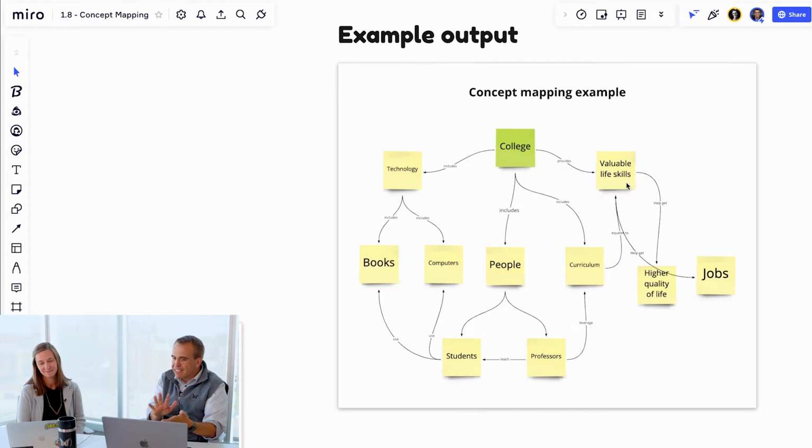Okay, so we have college in here. Now I see a bunch of other yellow post-it notes in our example, right? I see technology, people, curriculum, valuable skills, all kind of interconnected in this first ring around college. Did I build all those post-it notes in some sort of a parking lot and drag them over? Did I just start putting them on and then link? Why and how did I generate all these?